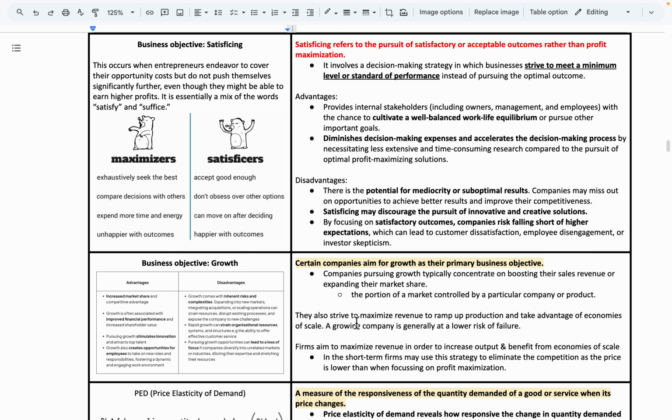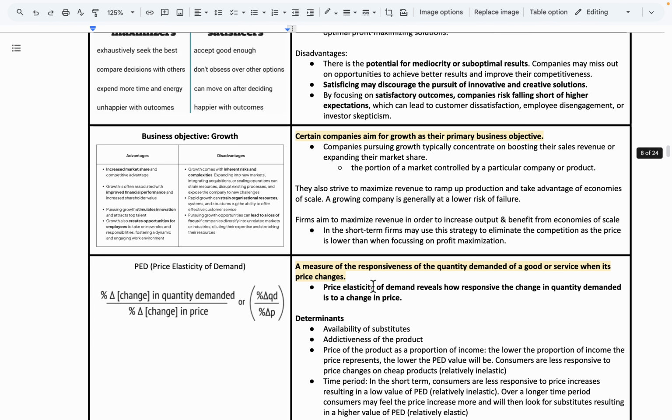So a disadvantage is, of course, potential for mediocrity or suboptimal results. And satisficing may discourage the pursuit of innovation and creative solutions. And satisfactory outcomes are, of course, not that good, and companies risk falling short of higher expectations by consumers.